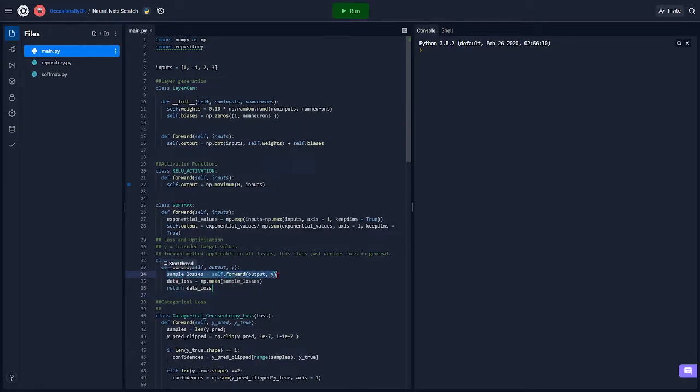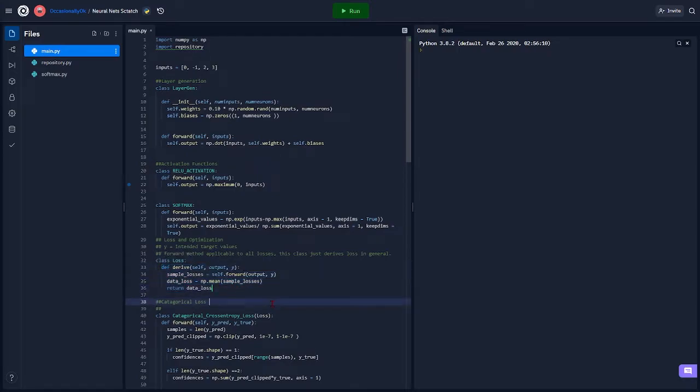It solves for the sample losses, so it gets an array of the sample losses, and that's dependent on however many batch size of inputs that you send in. So if you send in 30 batches of inputs, you get 30 sample losses. The data loss is pretty much the mean of all the sample losses. Since we need one number to represent the loss, we just take the mean of all the losses, and then we return the data loss. So that's what this function does.